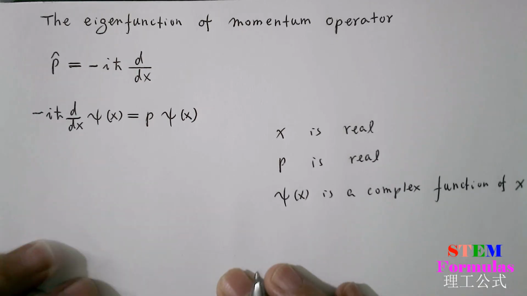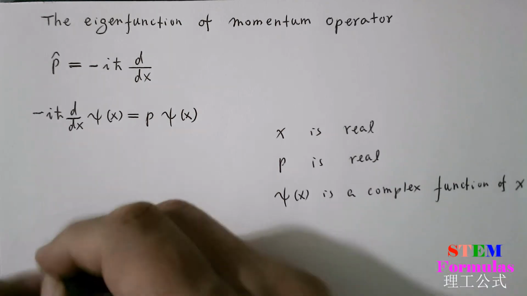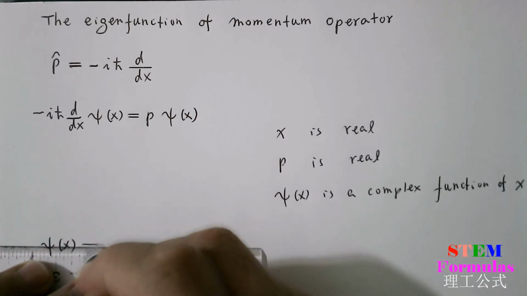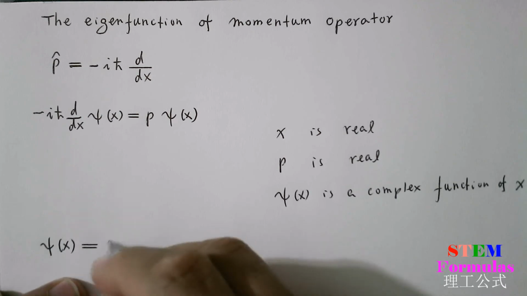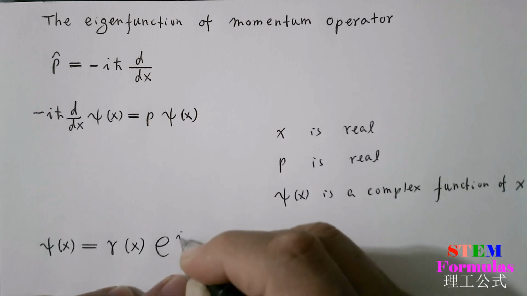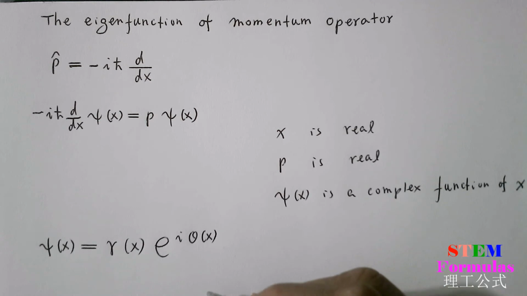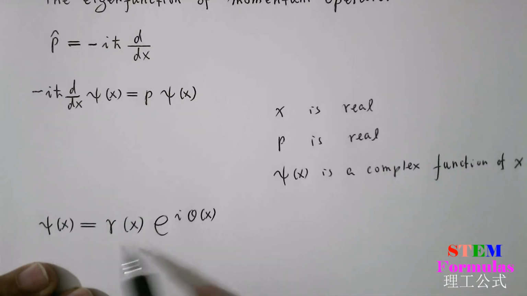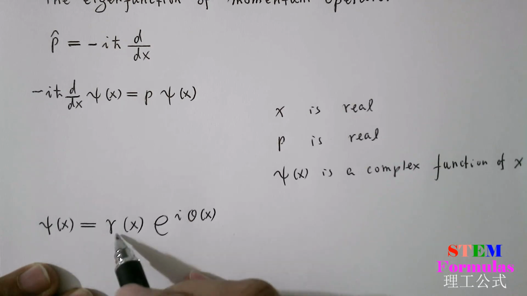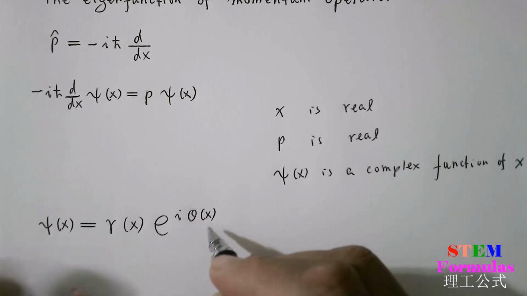Since psi is a complex function of x, we can write psi of x in polar coordinate form, r of x e to the i theta of x. So this is the polar form of a complex number. So psi of x equals r of x times e to the power i times theta of x.